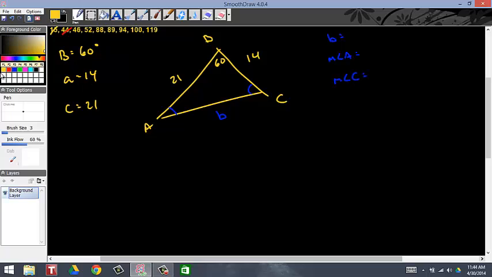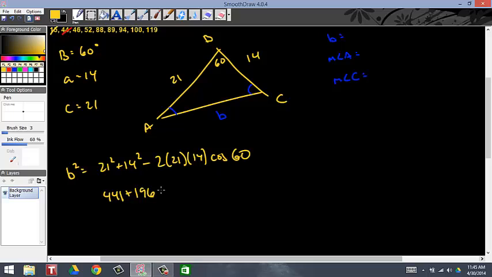Okay, so let's go ahead and solve for, I don't know, B first. So b squared is equal to a squared plus c squared minus 2ac cosine B. So that's 21 squared plus 14 squared minus 2 times 21 times 14 cosine 60. So 21 squared is 441, plus 14 squared is 196, minus 42 times 14, 588, cosine 60. And that's what b squared equals. Okay, 441 plus 196, 637.